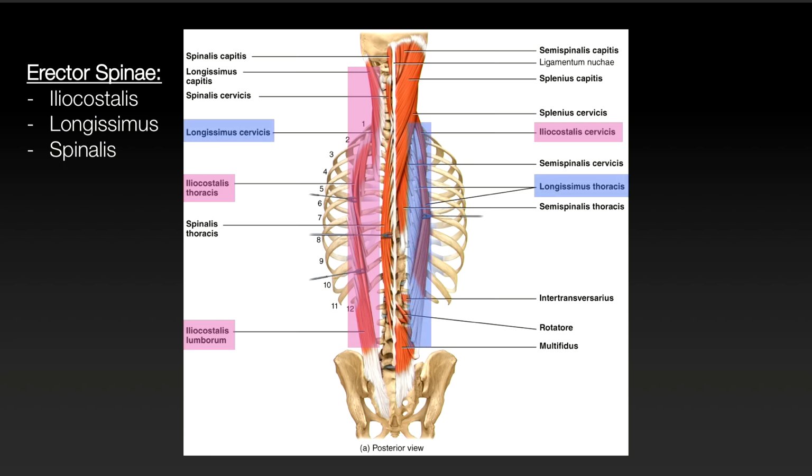Same thing with longissimus, thoracis, and cervicis, that covers the cervical spine. And then most medial, I like standing, S, spinalis, which you see shown here in green. Spinalis largely only the thoracic portion, but there is a cervical portion as well that's smaller.